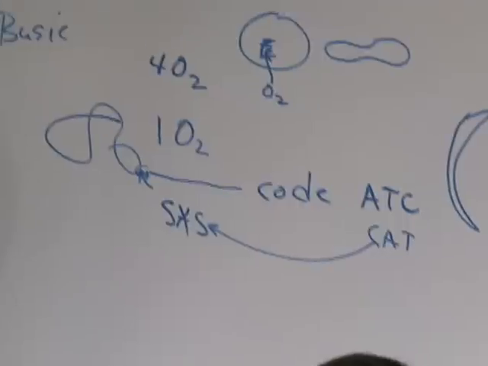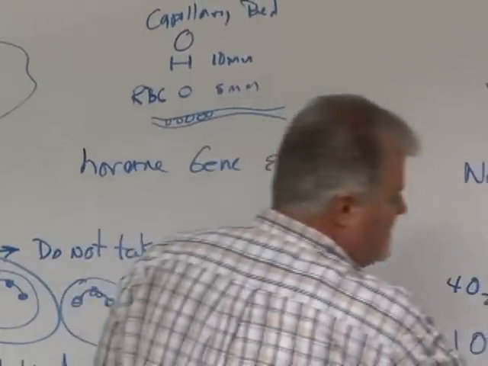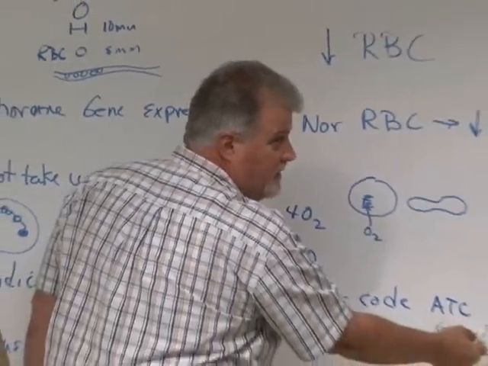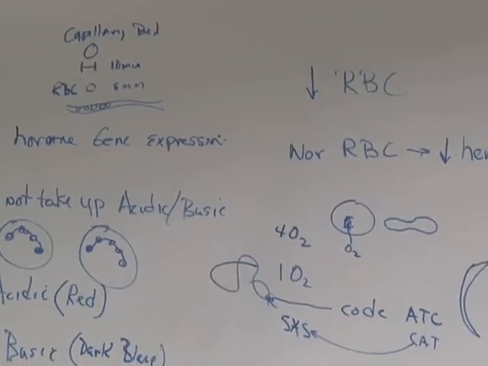Well, if a capillary bed is 10 microns, a round red blood cell passes through easily because it's 8 microns. What's this cell going to do? Not pass through the capillary bed. So that's exactly what happens in sickle cell anemia.